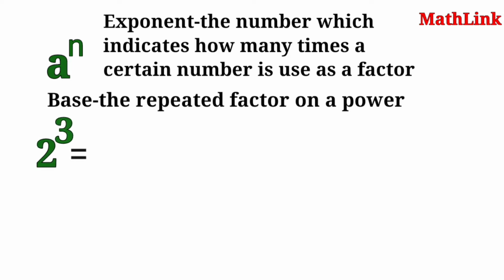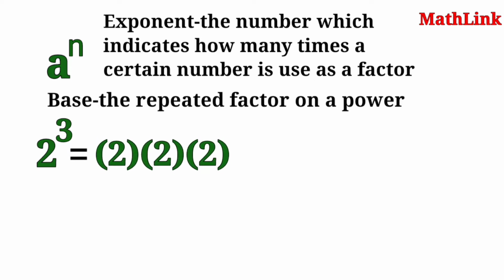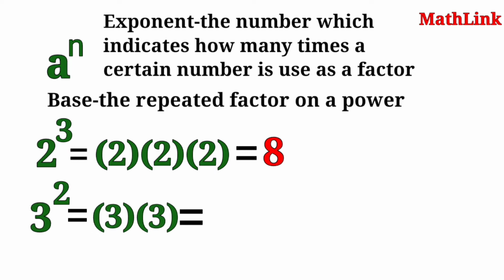Example: 2 to the third power. 2 is the base and 3 is the exponent. 2 to the third power means 2 times 2 times 2 is equal to 8. 3 to the second power means 3 times 3 is equal to 9. These are the rules of exponent.